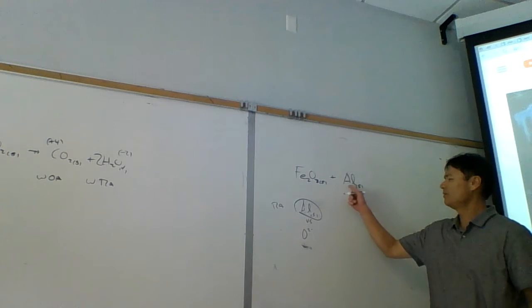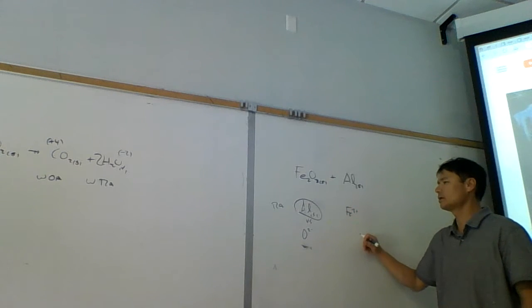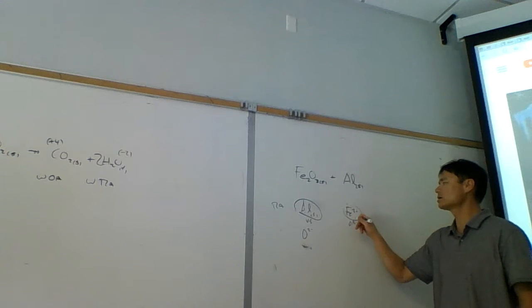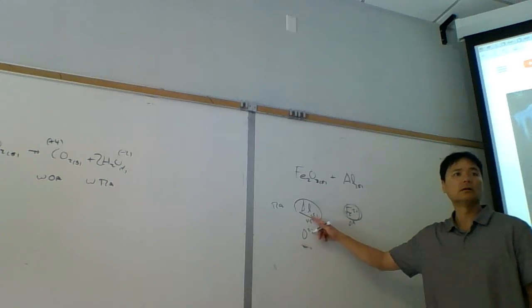And then, okay, we have oxide and we have iron 3. Is iron 3 electron rich or electron poor? What do you think? Electron poor. So this will be our oxidizer. Our oxidizer will be iron 3. Our reducer will be aluminum.